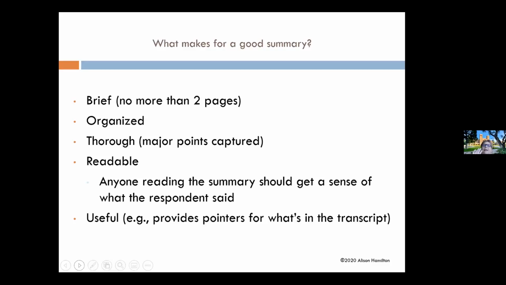So again, we're taking a 40, 50, 60 page transcript and boiling it down, condensing it, to use that language of Miles, Huberman and Saldana. We're condensing it into about 2 to 3 pages of an inventory of what's in that long transcript. We're not doing anything to the data. We're basically giving ourselves this overview of what's in the data. It's organized. That's very important. It's still thorough, so all the major points that were made in the interview are captured in the summary.